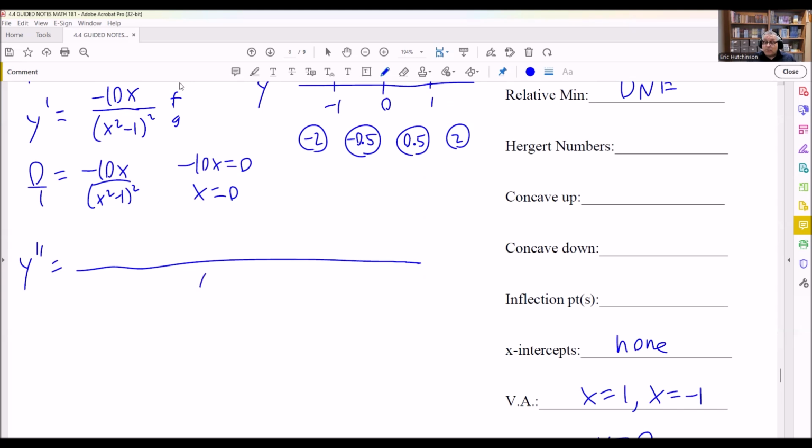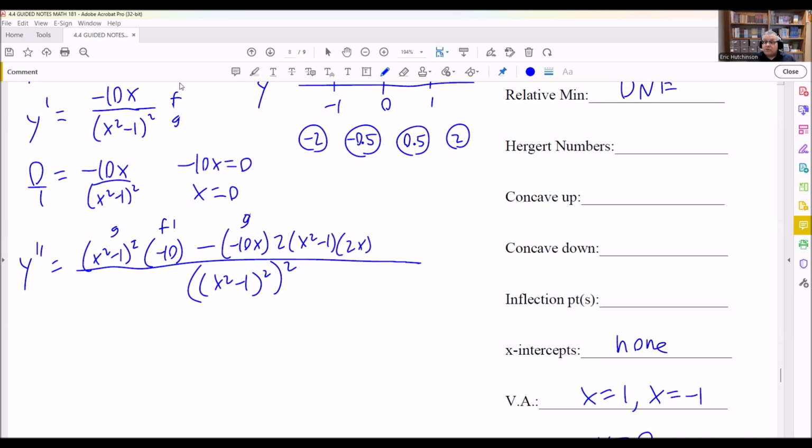We have first on the bottom, x squared minus 1, squared. That's our g. We want to do the derivative of the top, f prime, that's negative 10, minus the top, negative 10x. When we do the bottom, that's going to require a chain rule again. Derivative of the outside, 2 comes down, x squared minus 1 to the first power, and then times the derivative of the inside, which is going to be a 2x.